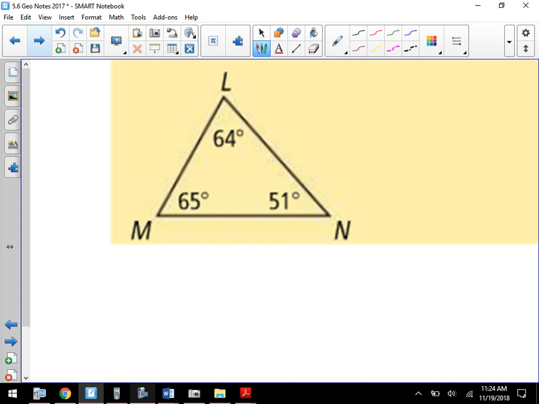Write them in order, largest to smallest for size. Again, I know. How many letters do you use for side lengths? 2. How many letters do you use for angles? 1. Only use one if it's the only one at that vertex.